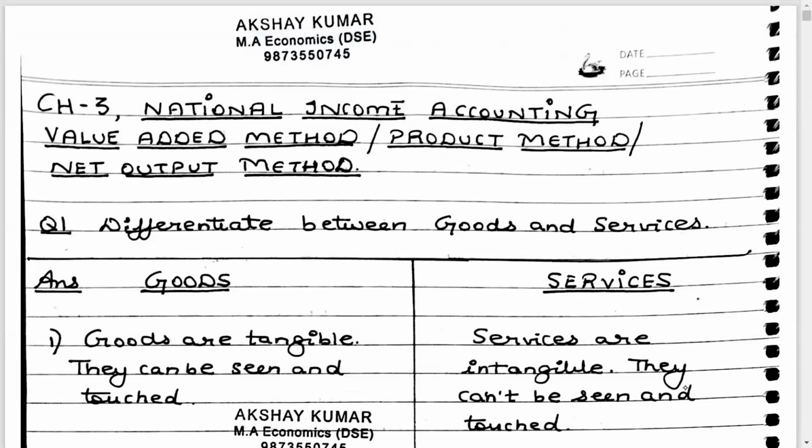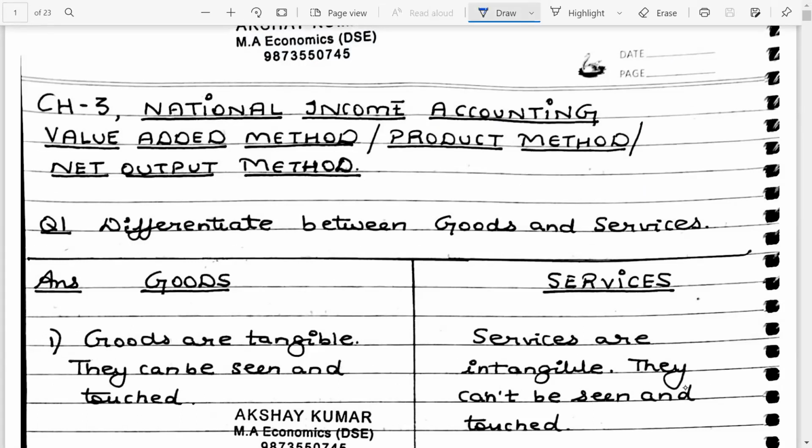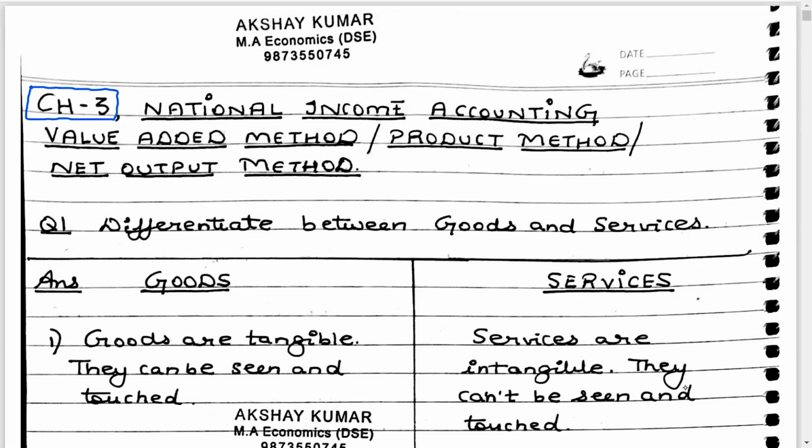We continue with our lectures on national income. If all students can recall, we had done the first chapter in national income, which was Introduction to Macroeconomics. Then within the national income unit, we had done the second chapter, which was Circular Flow of Income and Product. And today in this lecture, we intend to start with the third chapter within the national income unit. This is based on measuring national income using the value added approach, or also called the product method or the net output method.